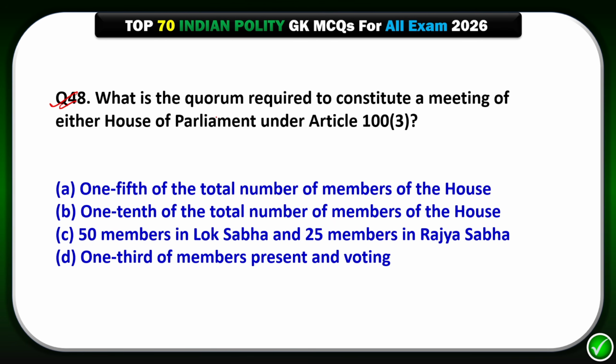Question number 48. What is the quorum required to constitute a meeting of either House of Parliament under Article 100 subclause 3? Option number B, 1/10 of the total number of members of the House.